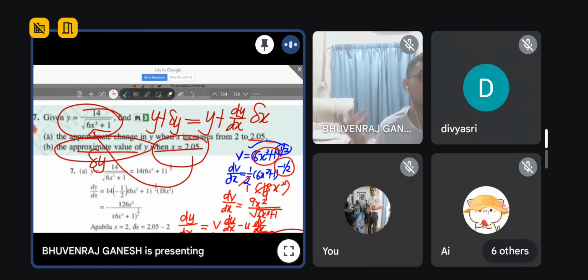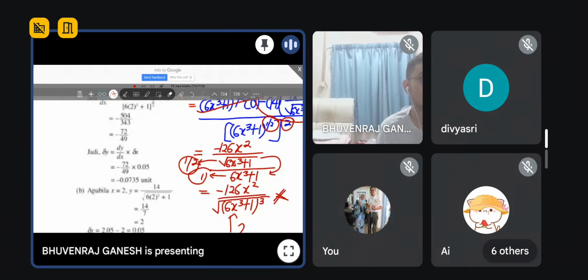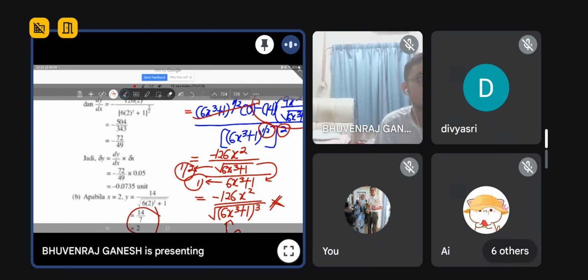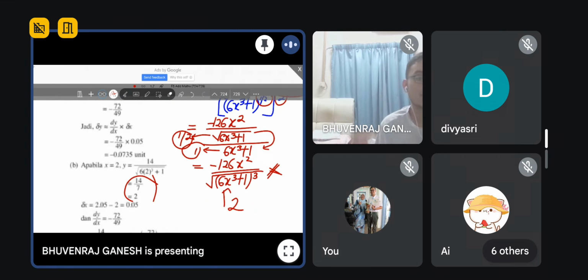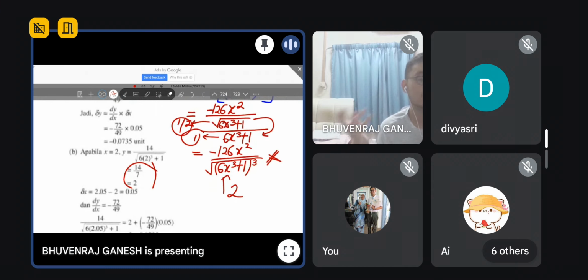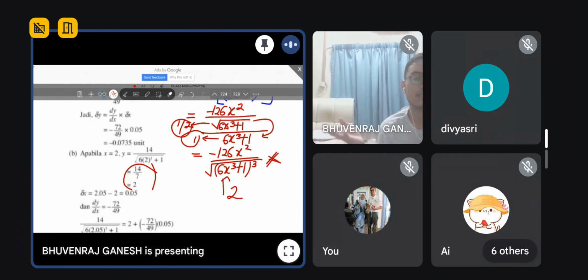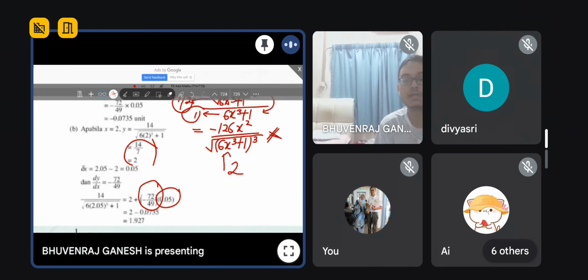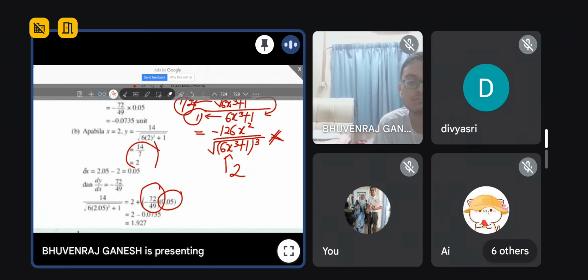Okay, so the original y value you can get from substituting x equal to 2 inside your equation. So you will get y equal to 2 also if you substitute. Then you must find delta y. So how to get delta y? Basically delta y is dy dx times delta x. So dy dx we found just now, and delta x we also have the information, 0.05. So you just press the calculator, you get the answer 1.927. Okay, guys, can you get it? How to get your approximate value?